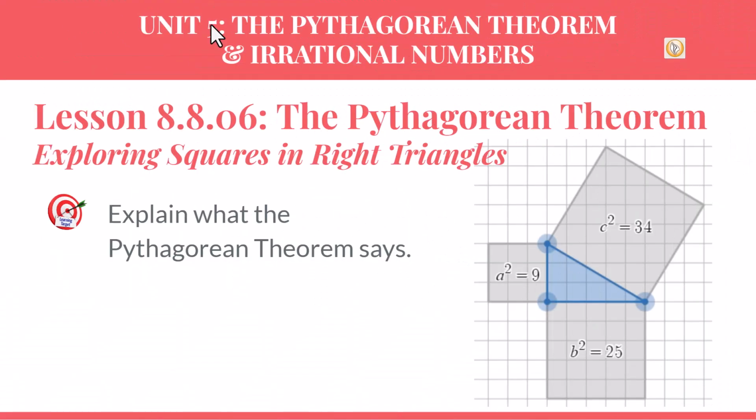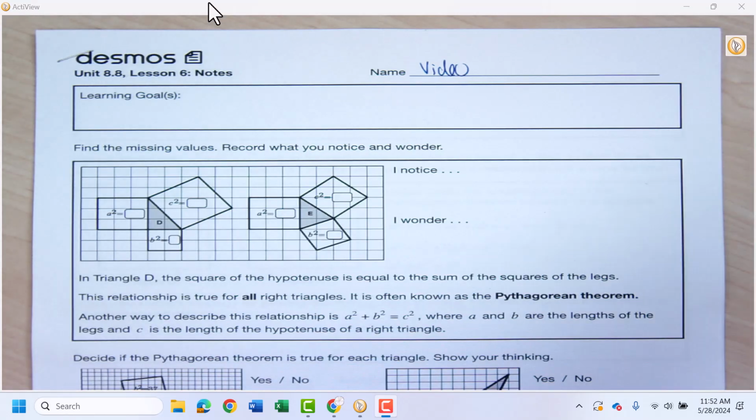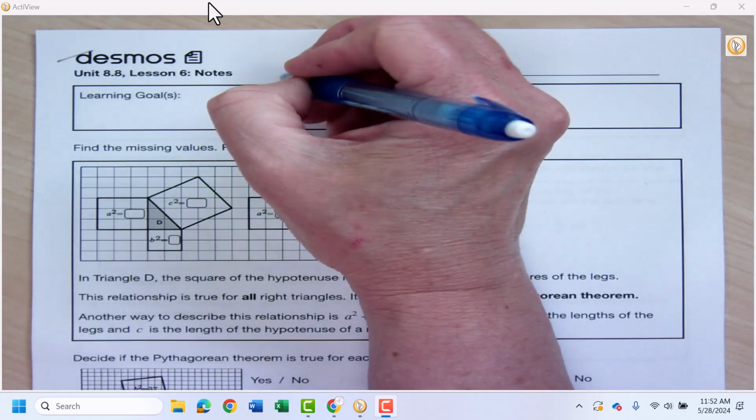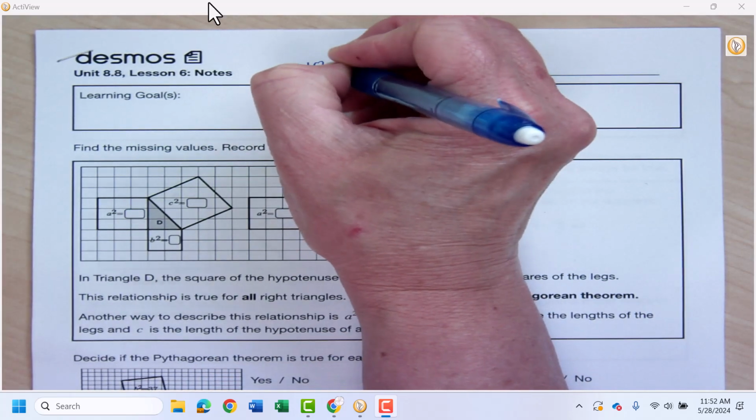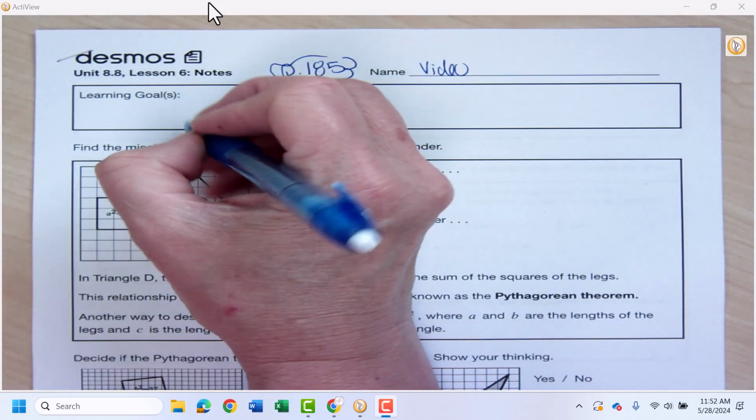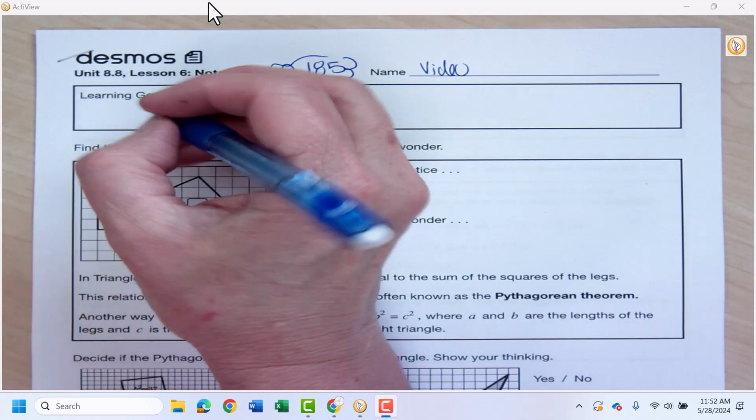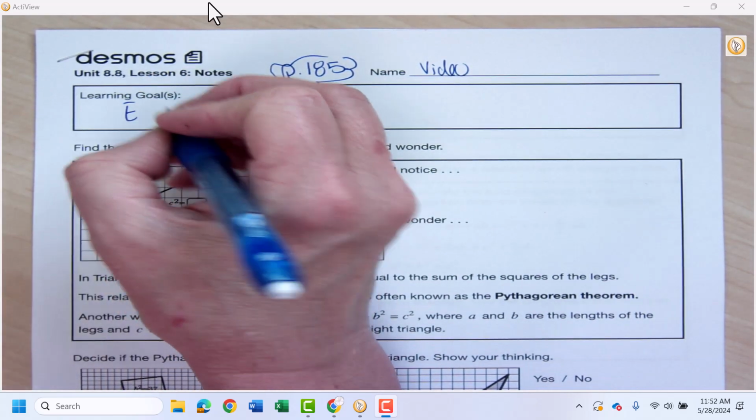Lesson 866, the Pythagorean Theorem, exploring squares in right triangles. In this lesson, you'll explain what the Pythagorean Theorem says. In your notebooks, you are on page 185. And our learning goal today is short and sweet. Explain what the Pythagorean Theorem says.